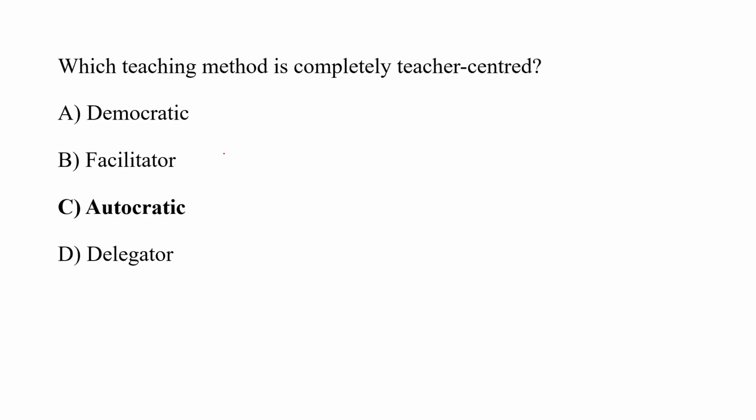Or suppose we don't know the answer, we can use the elimination method. For example, here teacher centered: is democratic? No. Facilitator means that's reflective level teaching, not teacher centered. And delegator, not a delegator. So we can see like this. If we use elimination, at least we can eliminate two options. Instead of finding among four options, it will be very easy to find among two options. That's why we always use elimination methods.